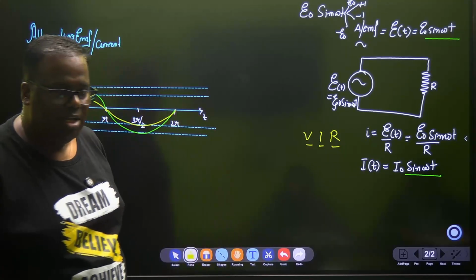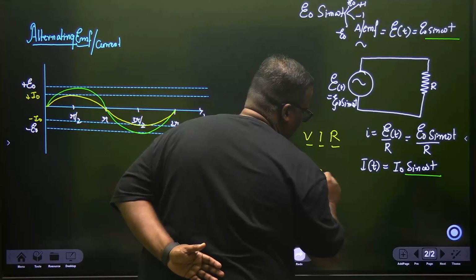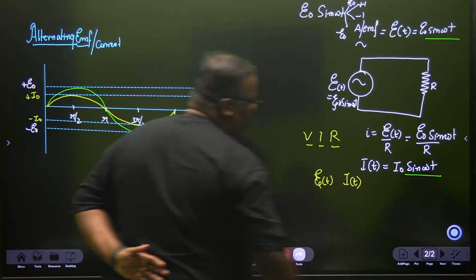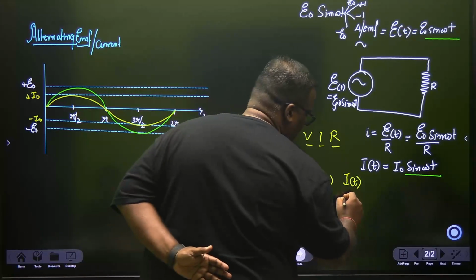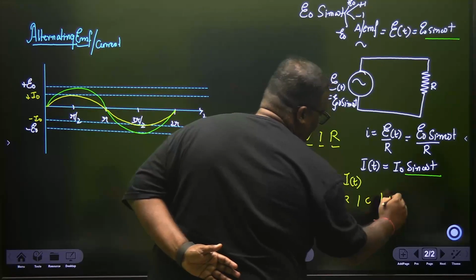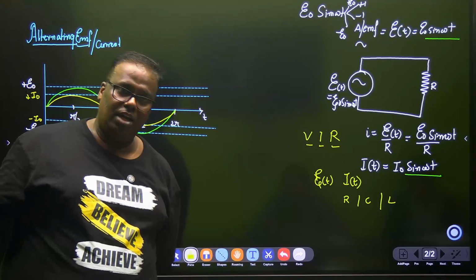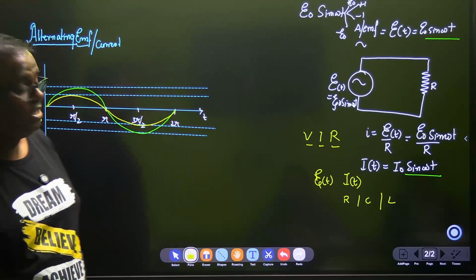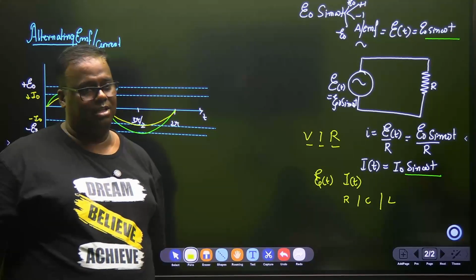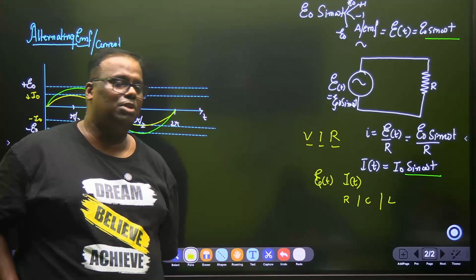Do you agree? Here we will be studying about alternating voltage, E at t. We will be studying about alternating current, I at t. And we will be studying about a resistor, a capacitor, and an inductor. 3 different types of loads. Pure R circuit, pure C circuit, pure L circuit, and then we will see a pure LCR circuit. In daily life, every electrical appliance is a combination of these.